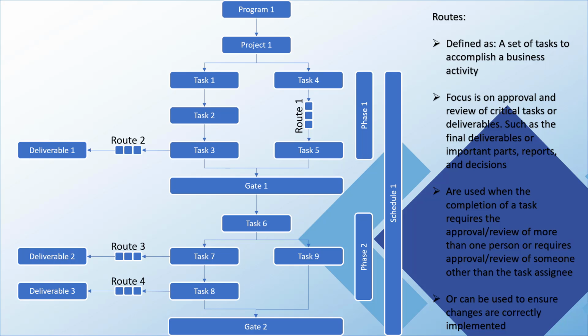Routes are placed after critical tasks to gain approval of the task before moving on to the next. This approval process is necessary when the task deliverables require the acceptance of multiple people or someone other than the task assignee. In this case, task 4 is considered critical as its deliverable must be approved before moving on to task 5. If it should fail this review, task 4 would have to be redone or edited before task 5 is started.